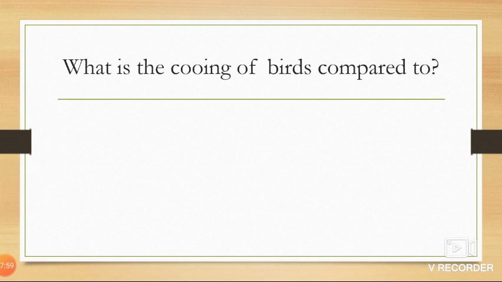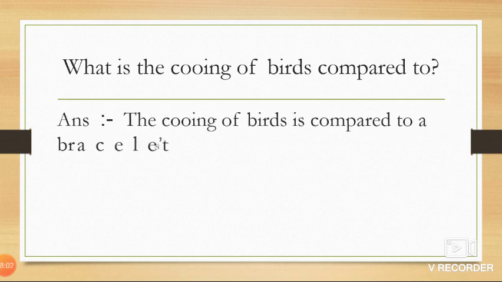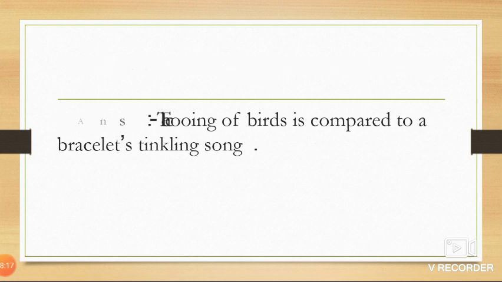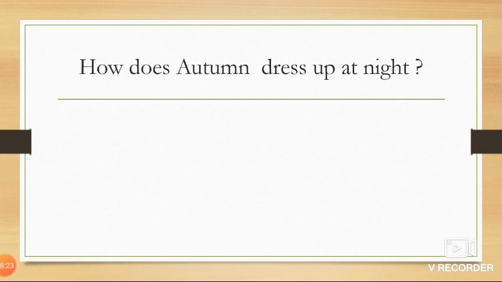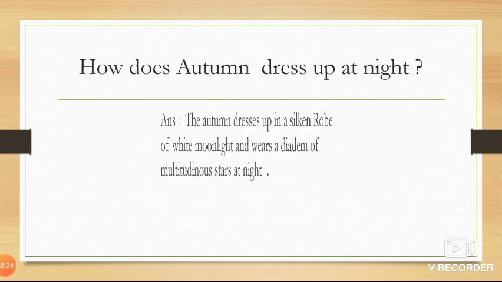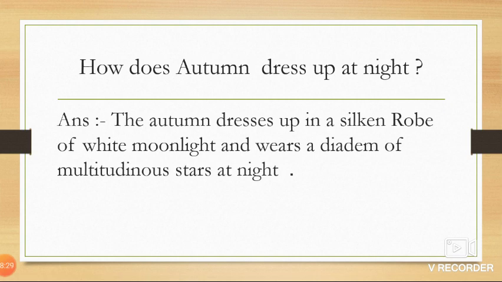What is the cooing of birds compared to? Answer: the cooing of birds is compared to a bracelet's tinkling song. We wear a bracelet on our hand, and when the hand moves a little, a lovely sound comes; that is called the bracelet's tinkling sound. Next is, how does autumn dress up at night? Answer: the autumn dresses up in a silken robe of white moonlight and wears a diadem, means crown, of multitudinous stars at night. So autumn dresses up at night wearing a crown of stars and a beautiful silken dress.